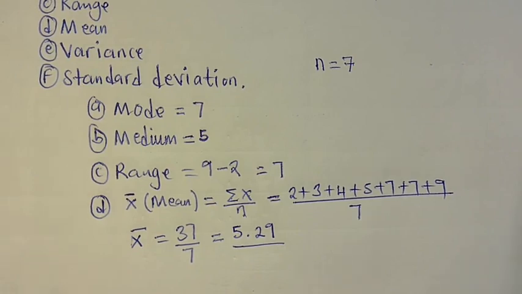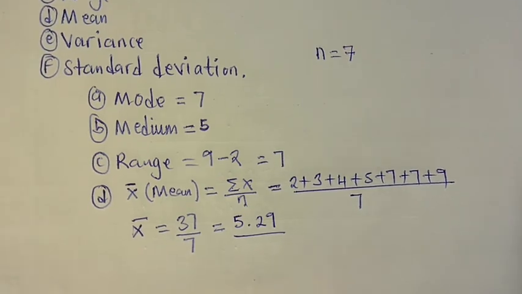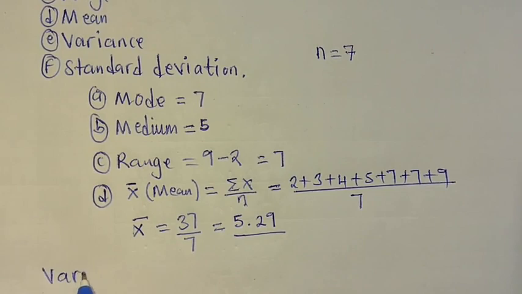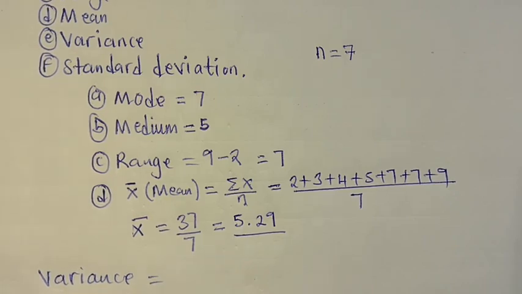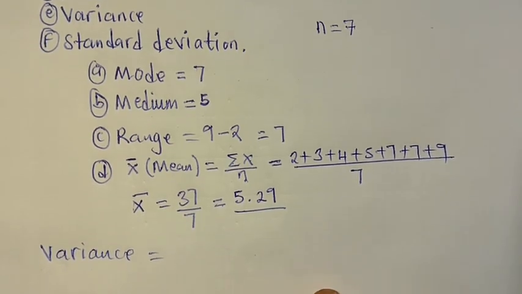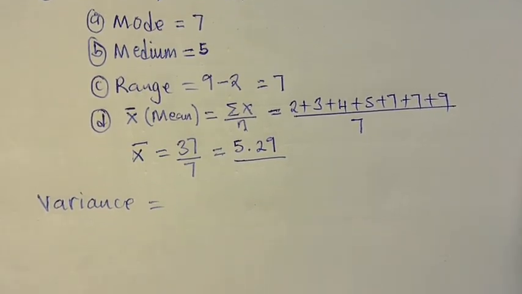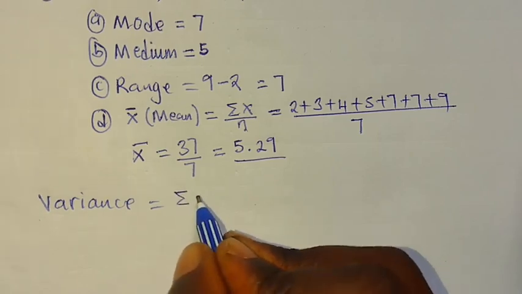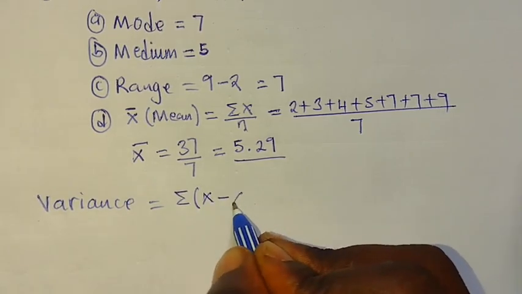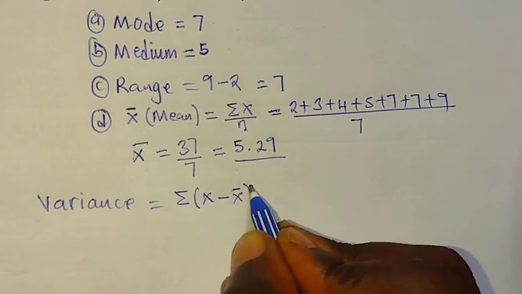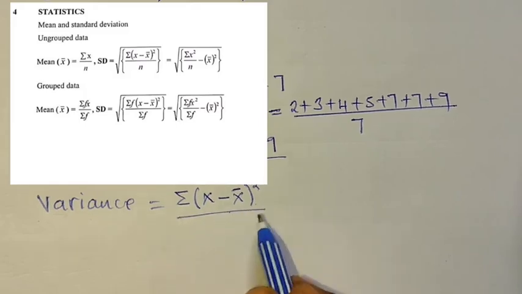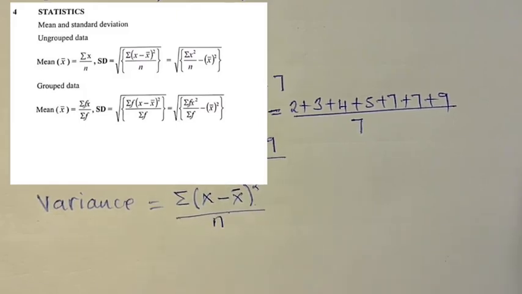So how do we calculate variance? For variance, we are going to say variance is equal to, even variance has got its own formula. Remember, this is ungrouped data. So variance is equal to summation of x minus mean in brackets squared, over n. This is the formula for variance.